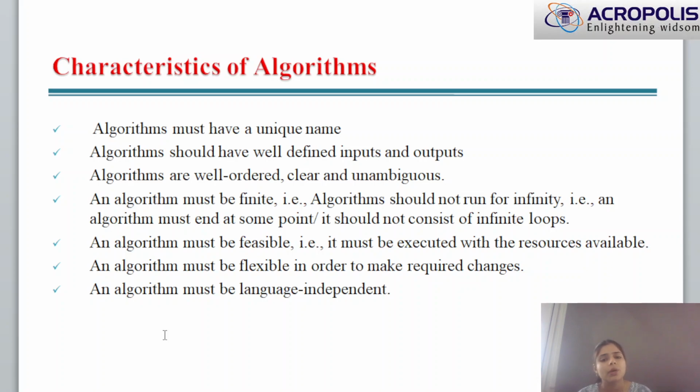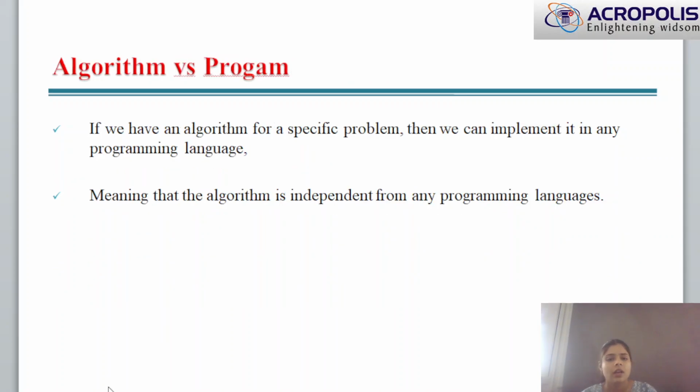An algorithm must be feasible. It must be executable with the resources available. An algorithm must be flexible in order to make required changes. An algorithm must be language independent.